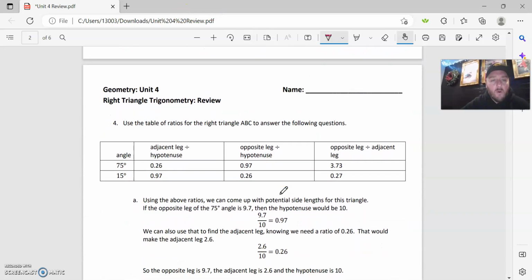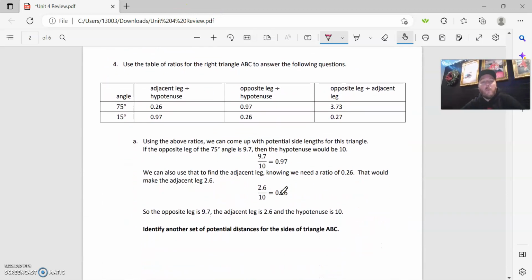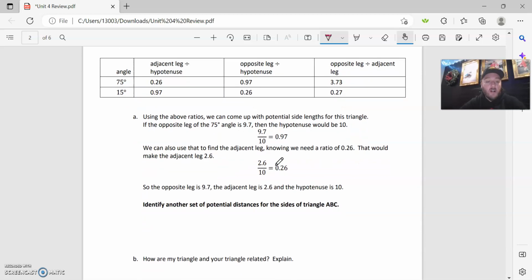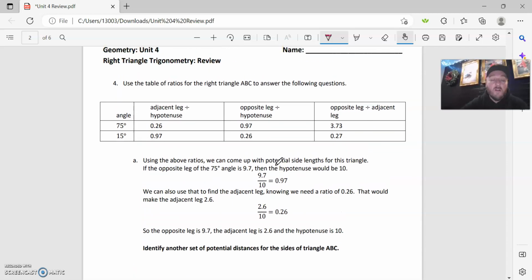All right, number 4, use the table of ratios. That's a lot of information. A, using above ratios. Okay. Take a second, pause the video. I'm not going to sit here and read through the whole thing. I would like to be a little more efficient than that. So pause the video if you need to, and read through the entire instruction if you need to.